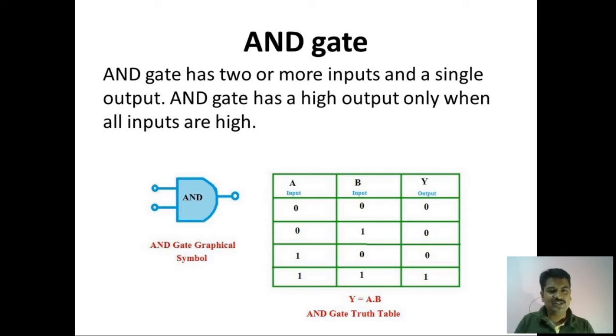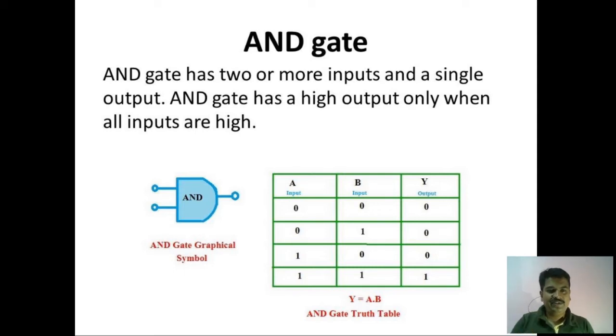So we have different kinds of logic gates, namely AND gate, OR gate, NOT gate, NAND gate, NOR gate, XOR gate and XNOR gate. Among these, the very basic gates are the AND gate, OR gate and NOT gate. Apart from these 3, all other gates, that is NAND, NOR, XOR and XNOR, are derived gates. We have 2 categories: one is the basic gates, another is the derived gates.